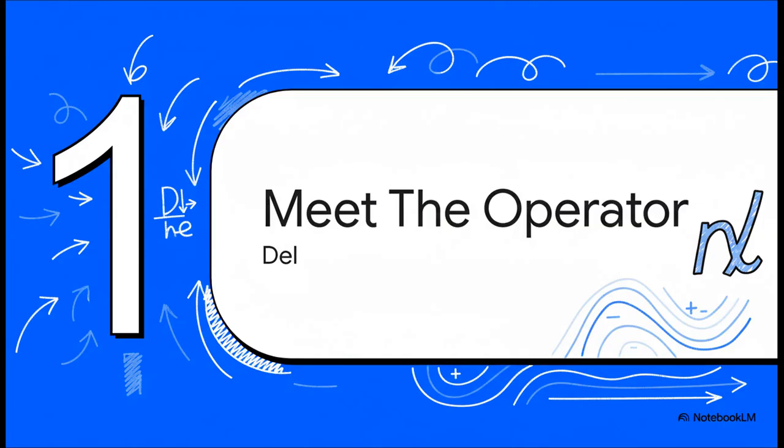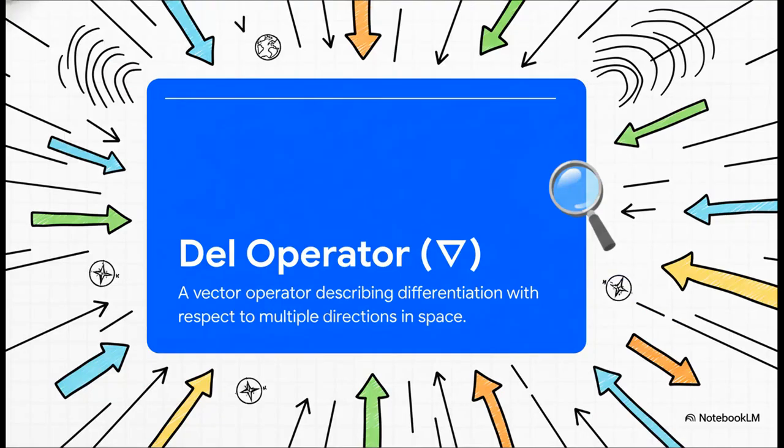Okay, first things first. Let's get properly introduced to the operator itself, del. Now, the official definition calls it a vector operator describing differentiation with respect to multiple directions. Okay, that is a mouthful, I get it, but the key idea is actually pretty simple. It's all about measuring change, but not just forwards and backwards. It measures change in all directions at the same time.